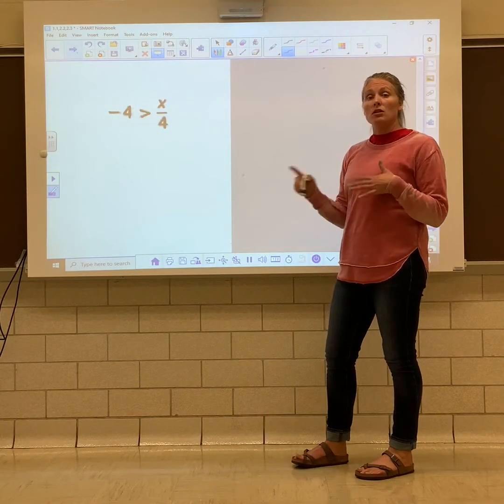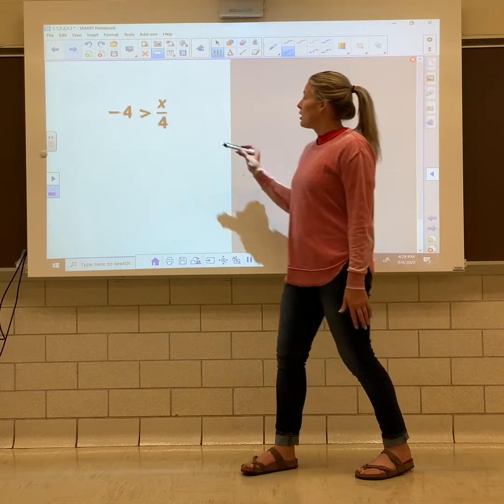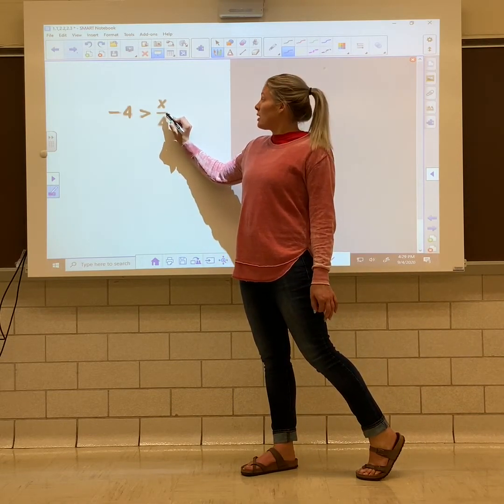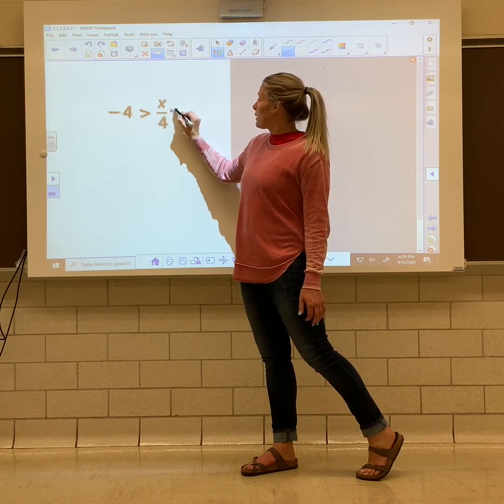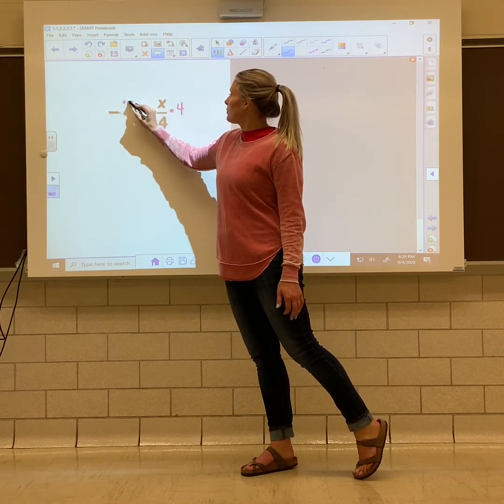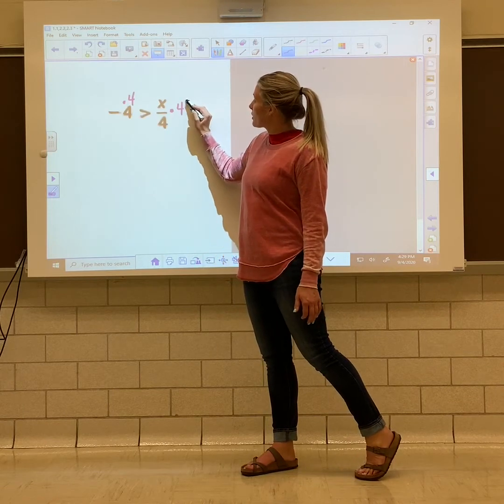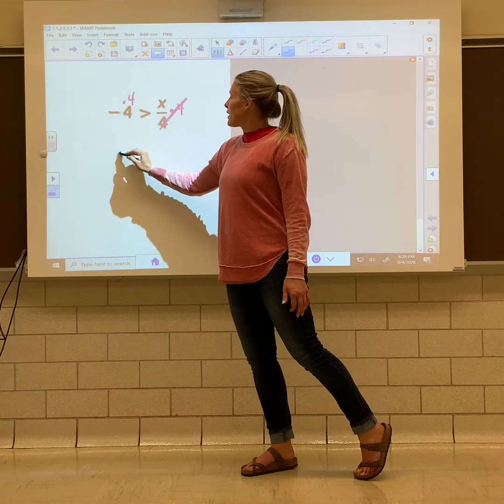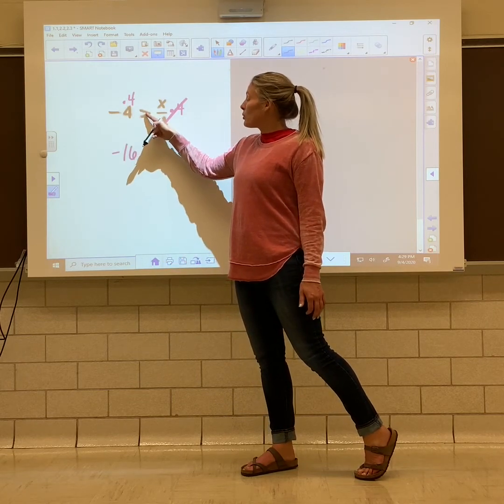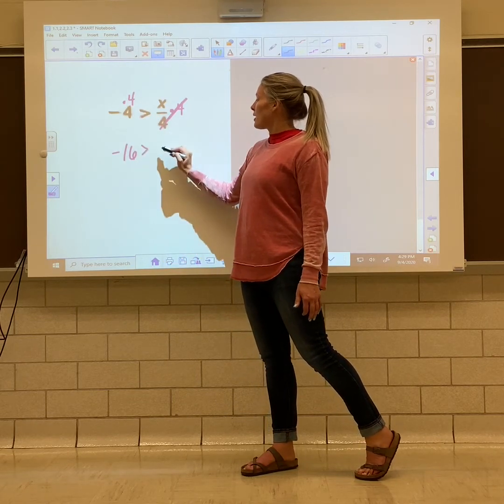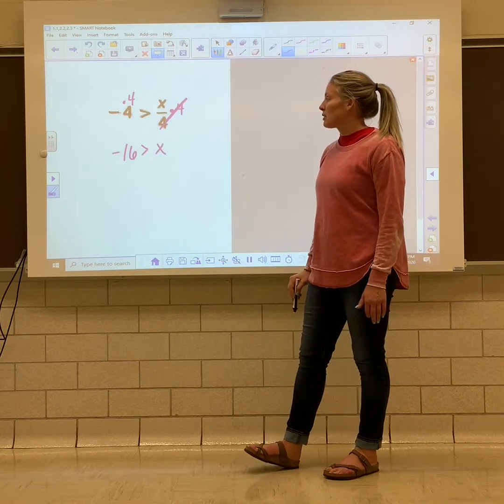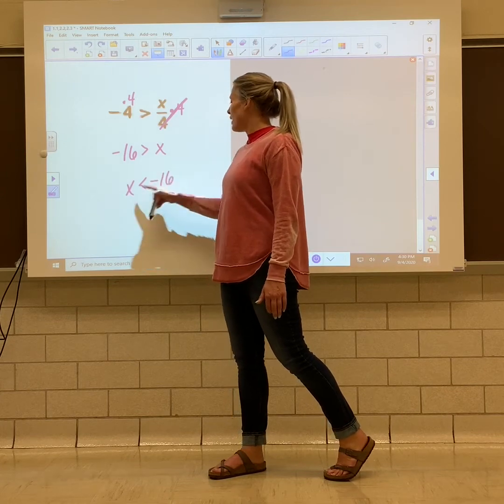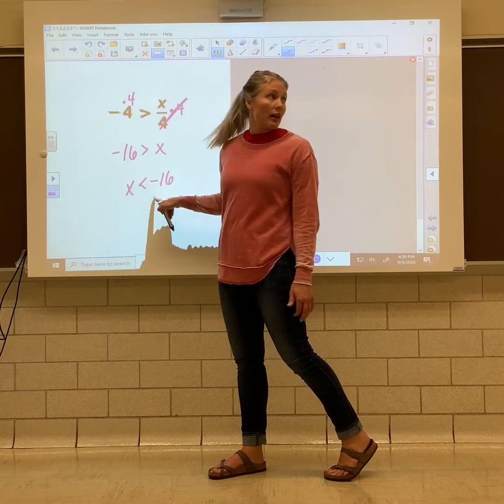Addition or multiplication and division follows the same. Alright, remember this fraction bar, which trips students up, means division. The opposite of dividing by 4 is multiplying by 4. That way the 4's undo one another. Negative 4 times 4 is negative 16. The symbol simply drops down and I'm left with x. I'm going to rewrite that just because I like to. X is less than negative 16.